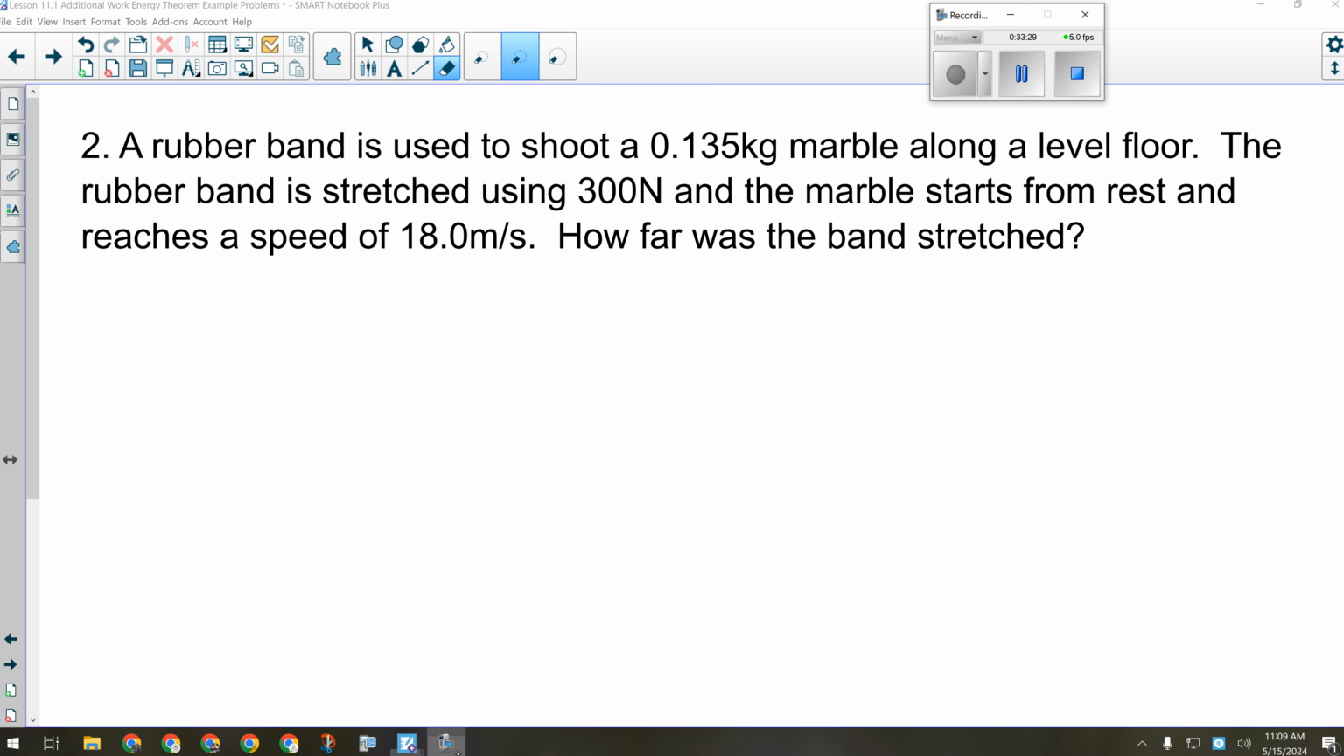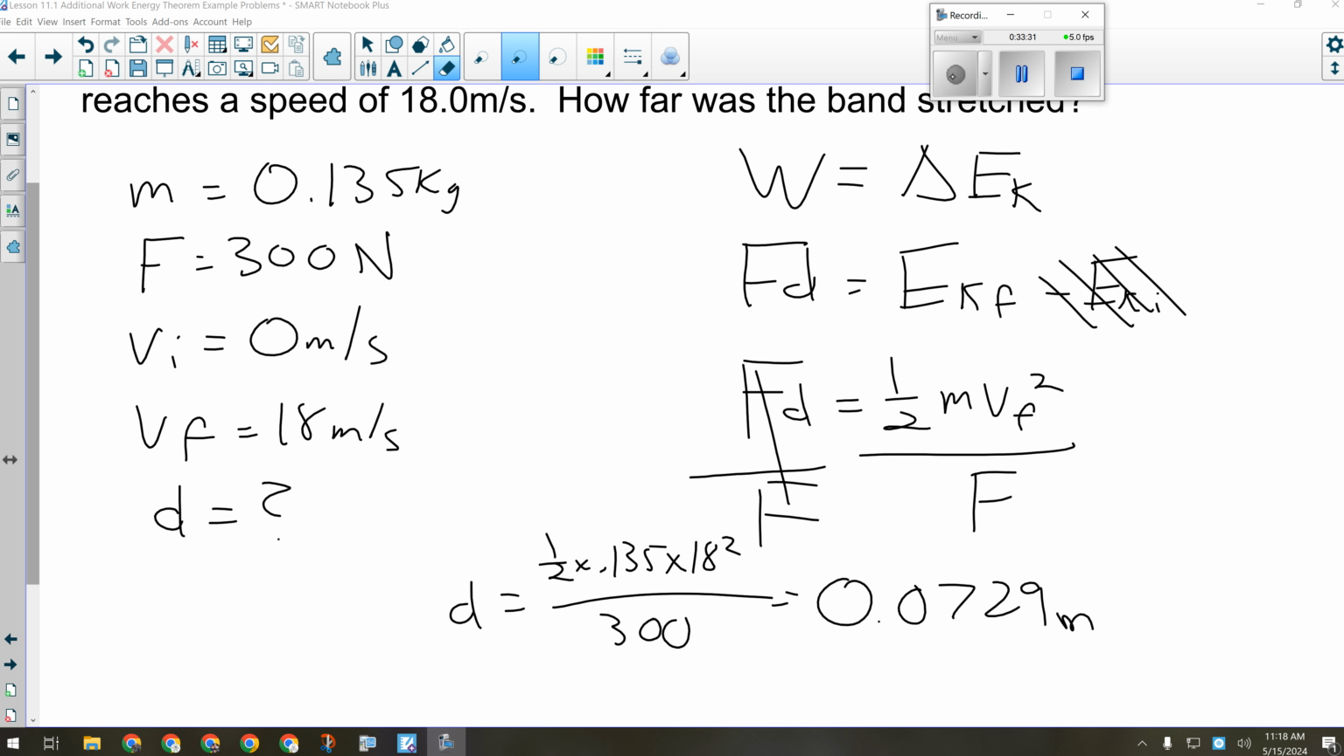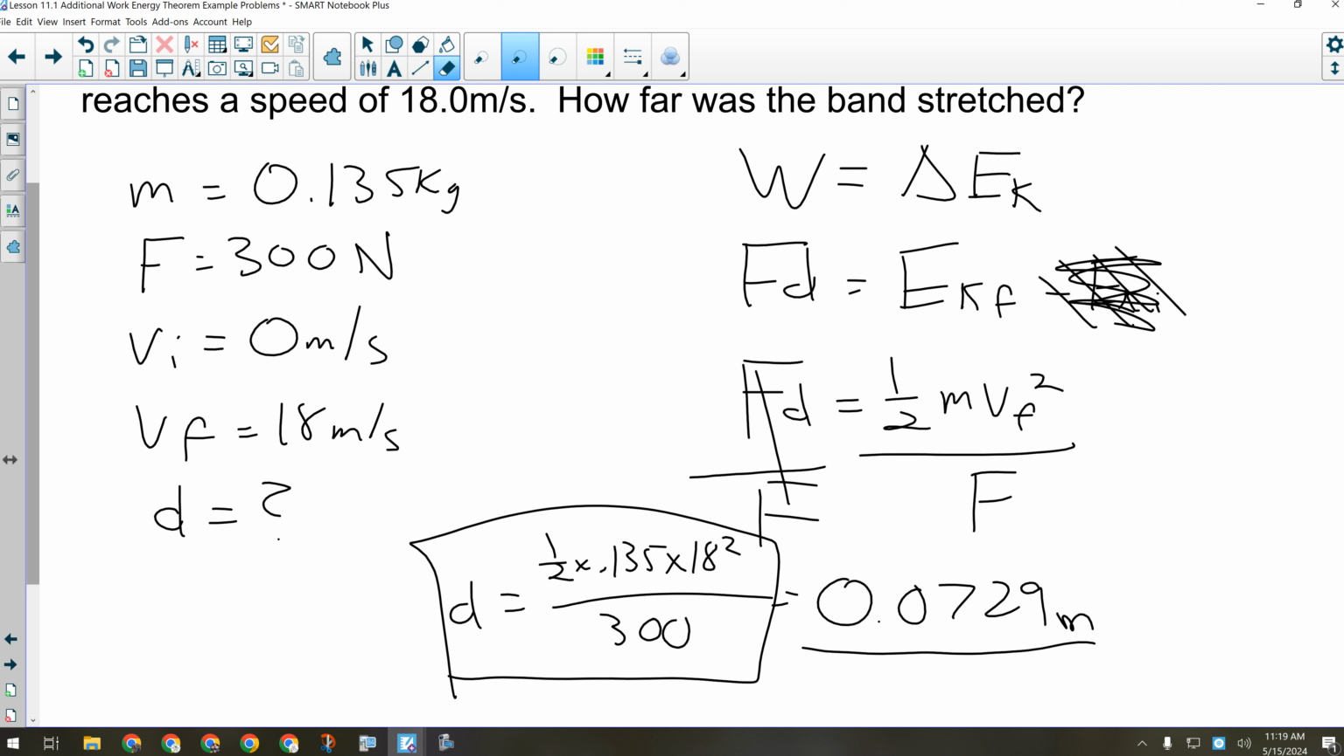All right, I'll give you a little bit of time on that one, and then we'll have a look at it. Okay. So when we set all this up, we've got that change in kinetic energy because it's accelerating, it's changing velocity. We substituted in force times distance for W because we had force and we're looking for distance. We knew it was kinetic energy because it accelerated, but it started from rest. So we got rid of EK, and then we solved for D, plugged in our numbers, and D is 0.0729 meters or 7.29 centimeters. Okay, so about this far.